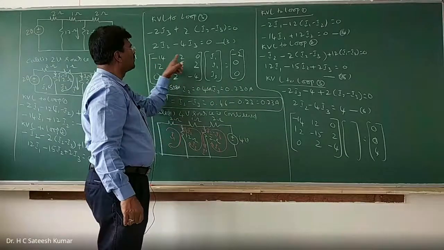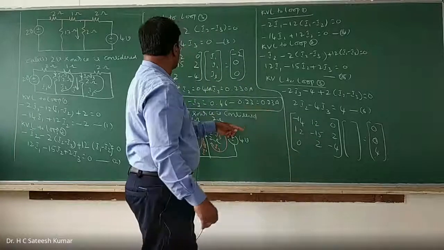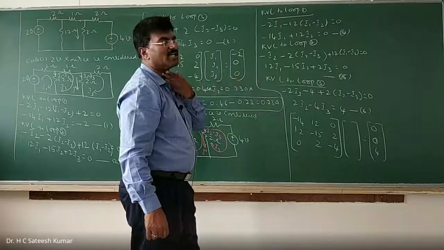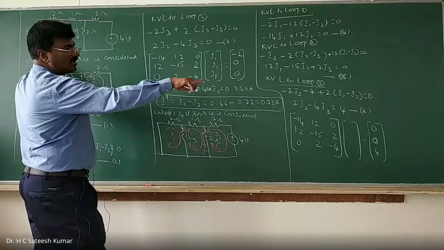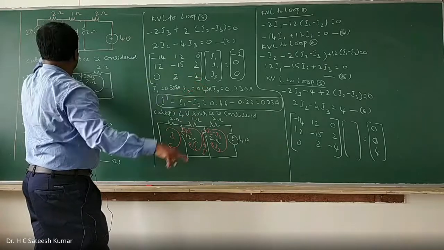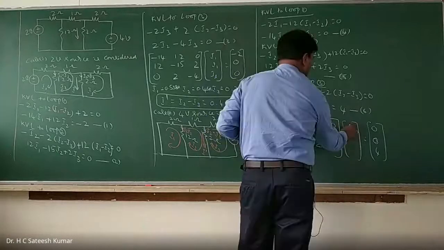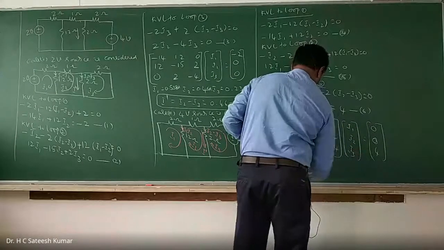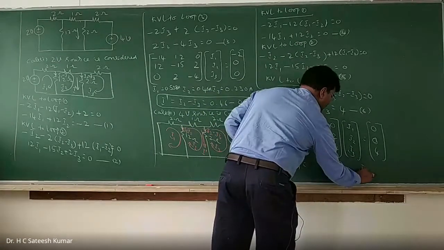Minus 14, 12, 0, 12, minus 15, 2, 0, 2, minus 4. And what is it that we have? This side will change because the last column is the source matrix. When the sources are different, that column will change. And this one will be I1, I2, I3. So what are I1, I2, I3?